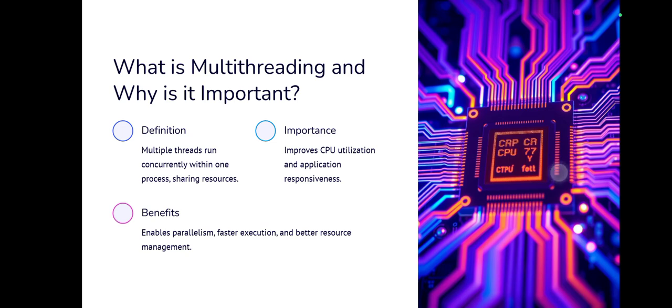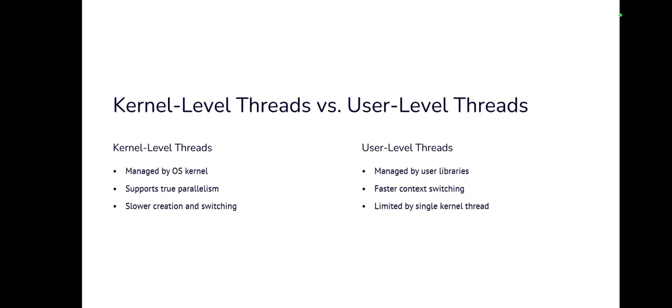Next, there are two levels of threads. The first is the kernel level thread, which is managed by the OS kernel, supports true parallelism, but has slower creation and switching. The second level is the user level thread, which is managed by user libraries, has faster context switching, but is limited by a single kernel thread.